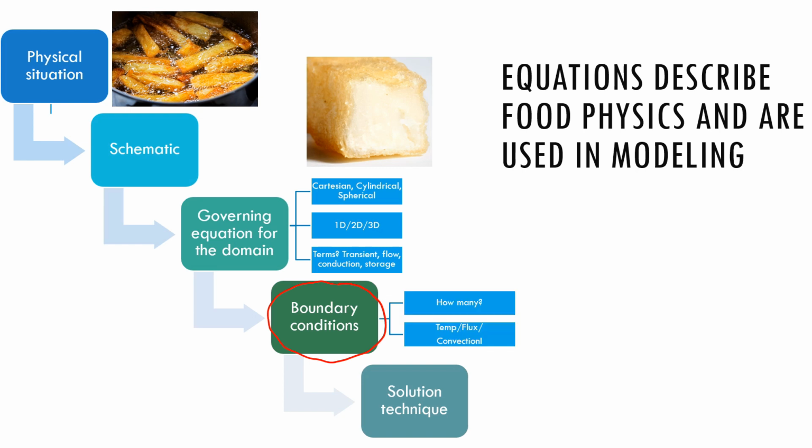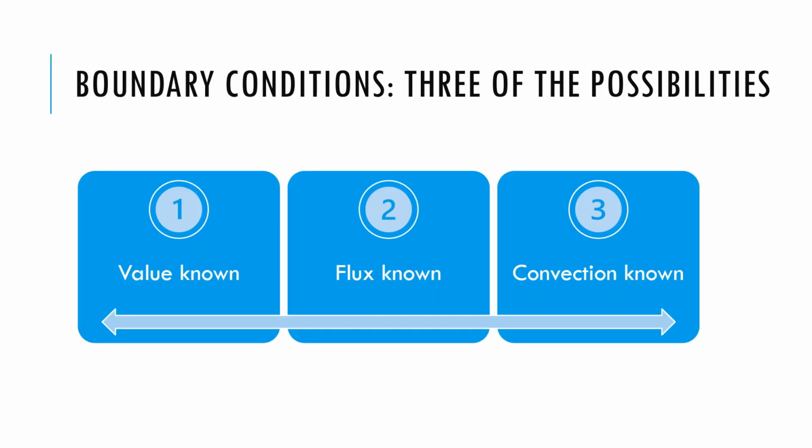Likewise, we need boundary conditions for the equations to complete the description of the problem. We need to know how many boundary conditions and what type. Is it temperature given or flux given or convection? We need to know those. And so that's where this chapter with the governing equations and boundary conditions fits in the big picture of food physics and modeling.